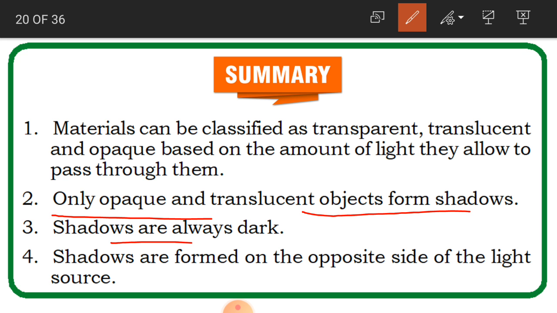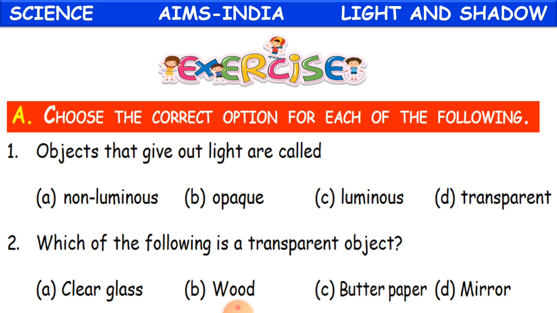Shadows do not have colors, so they are always dark in color. And shadows are formed on the opposite side of the light source. Suppose you are getting light from your front side, the shadow is going to be formed on our back. That is, it is on the opposite side from the light source. Clear, children? Now, here you have got some exercises.